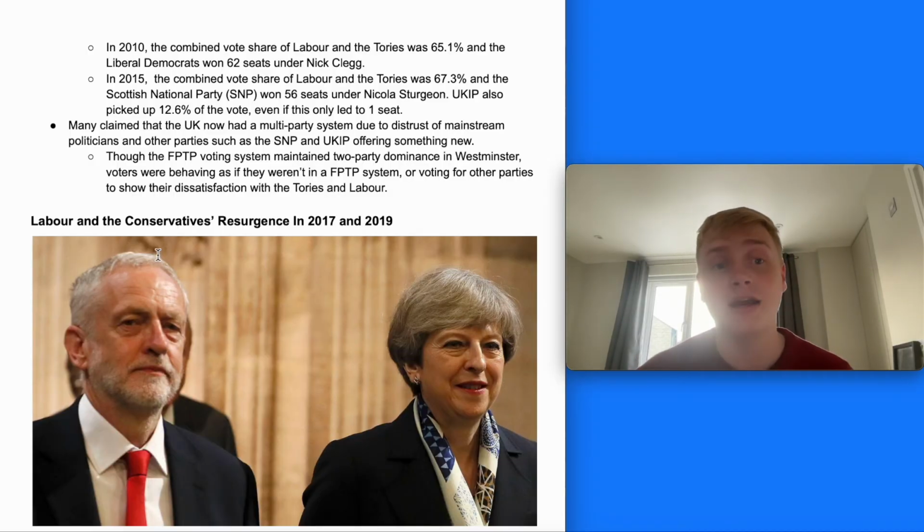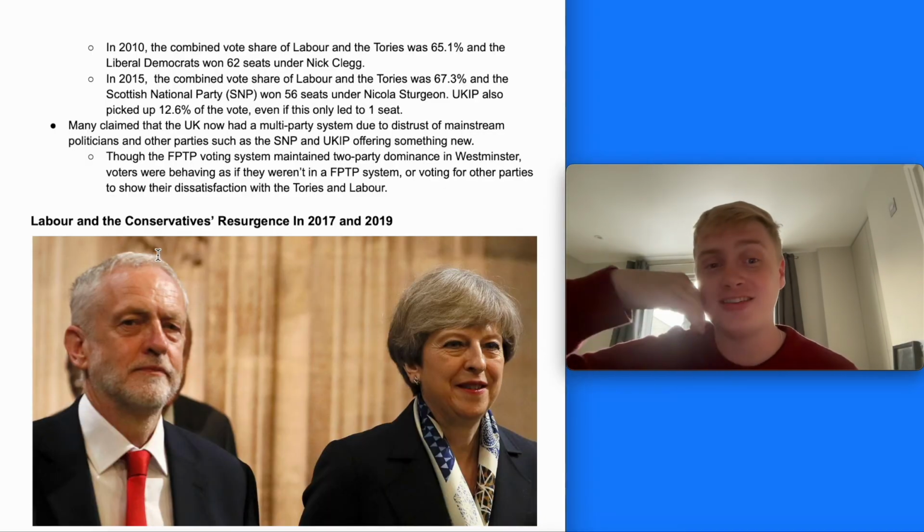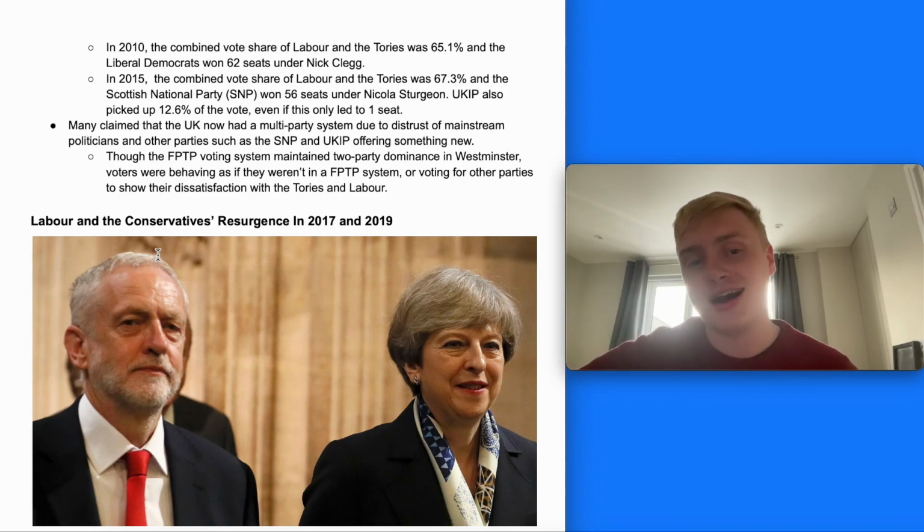Whilst UKIP also picked up 12.6% of the vote, even if this only led to one seat. Many claimed that the UK now had a multi-party system due to the distrust of the mainstream politicians and other parties such as the SNP and UKIP offering something new. Though first past the post maintained two-party dominance in terms of seats in Westminster, voters were behaving as if they weren't in a first past the post system, or voting for other parties to show their dissatisfaction with the Tories and Labour.